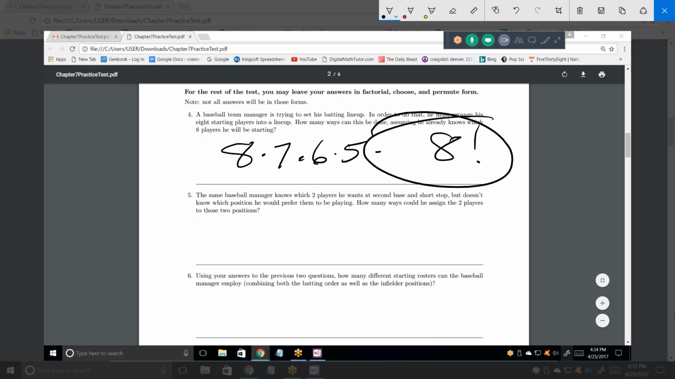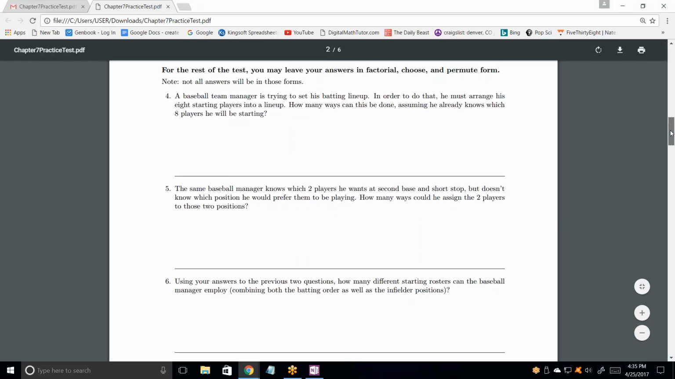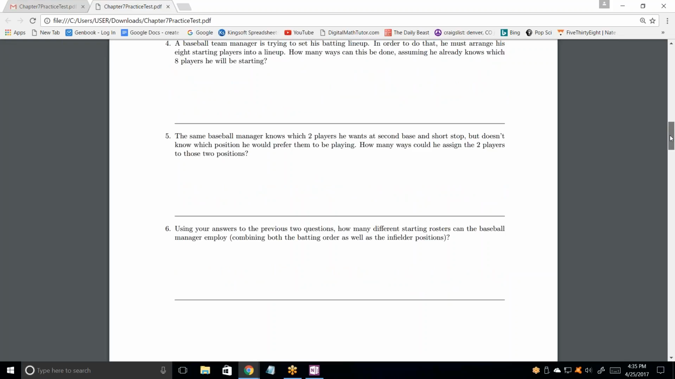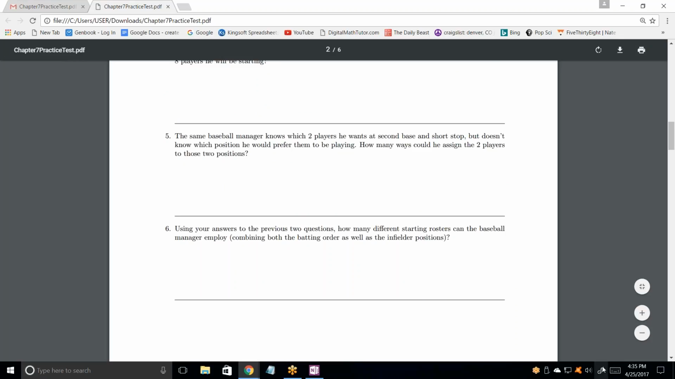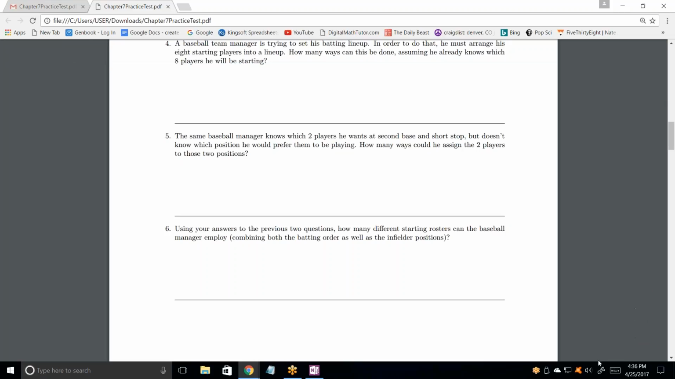Now they start getting hard. Let me see if I can understand them first. So there's only 2 ways? That's right. In other words, let's say he's got player A and player B, and he wants to play second base and shortstop. Well, he can either have A playing shortstop and B playing second base, or vice versa. That's it. So there's 2 ways.